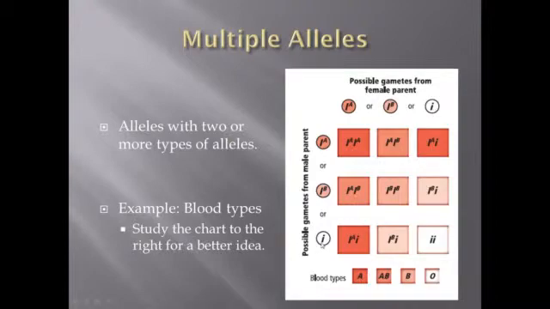But my mom is type A. So that means my mom has to be this type right here, A has the A allele plus an O allele, because if she didn't have that, there's no way I could be OO.